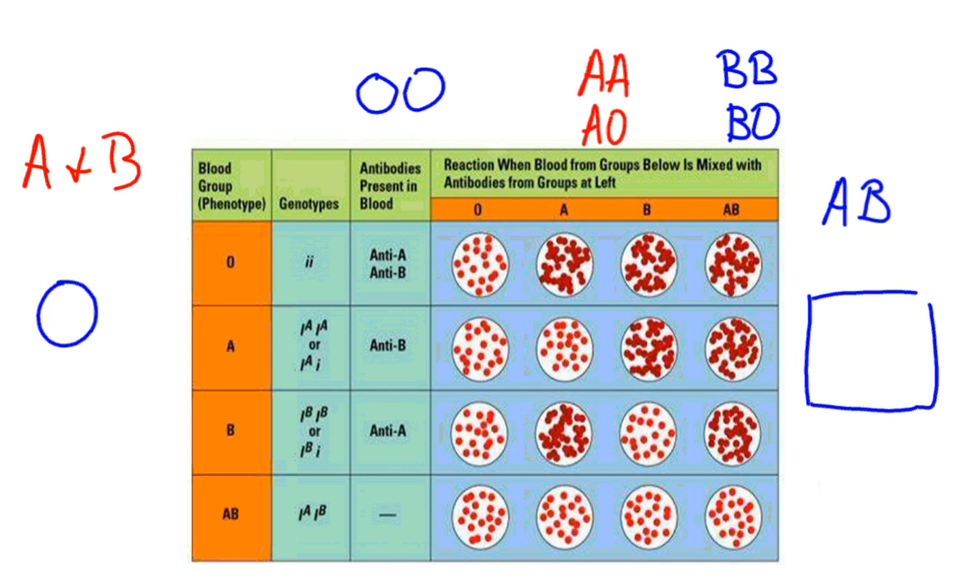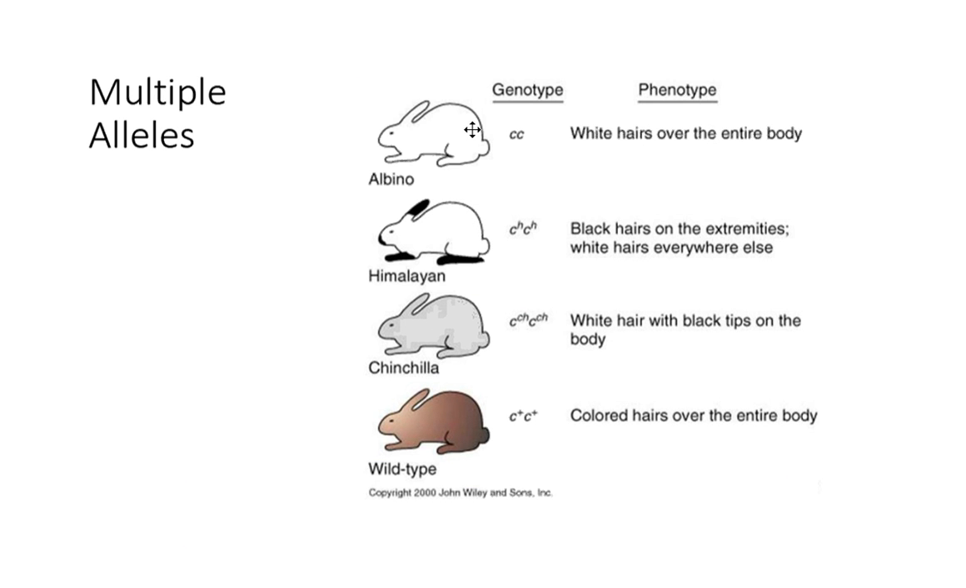I'll pull up a Punnett square here. Let's say someone with AB blood is crossed with someone who has AO blood. Well, we're going to make individuals all over the spectrum. They could have somebody with A, B, or AB. And so, again, very similar idea.